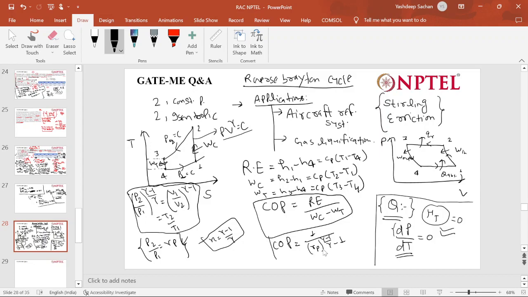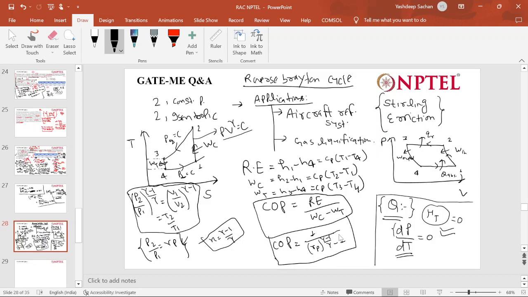Same thing. If you know the temperature limits, then simply 1 by (T2 by T1), right? T2 by T1 is equal to this. Correct or not? Getting what I'm saying? Like this temperature T2 and this temperature T1 you know, then directly you can write this. Are you getting or not?